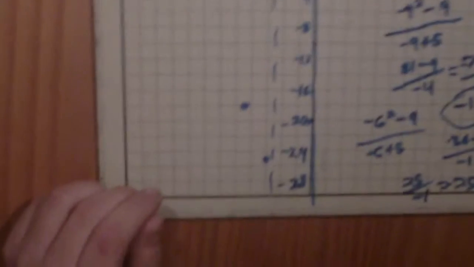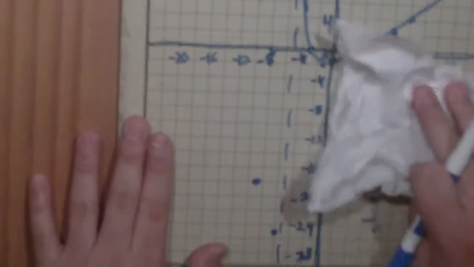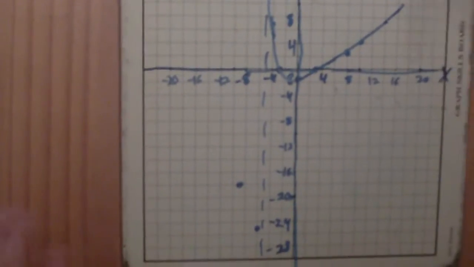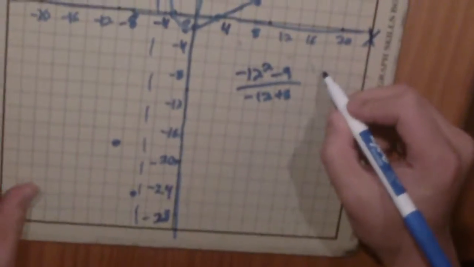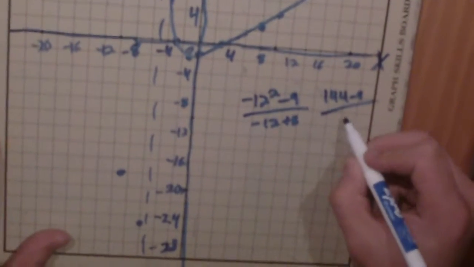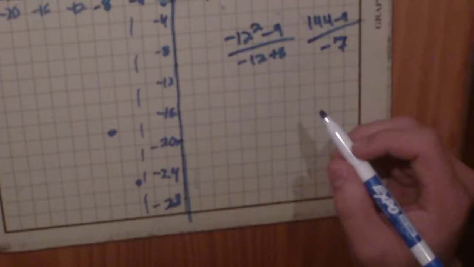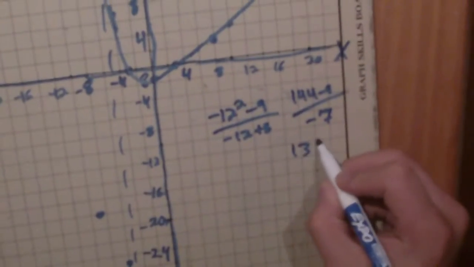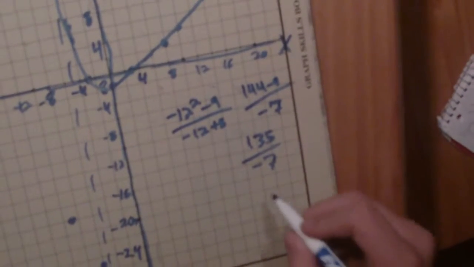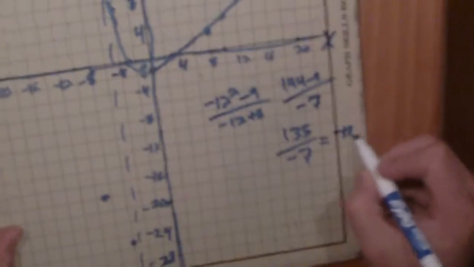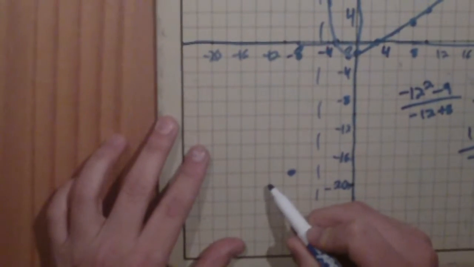So we'll continue plugging in a few more points. We'll plug in negative 12 and negative 16. So negative 12 squared minus 9 over negative 12 plus 5, 144 minus 9 over negative 7, which is 135 over negative 7, which is roughly negative 19.29, and that is about right here.